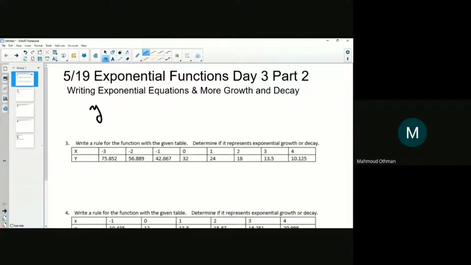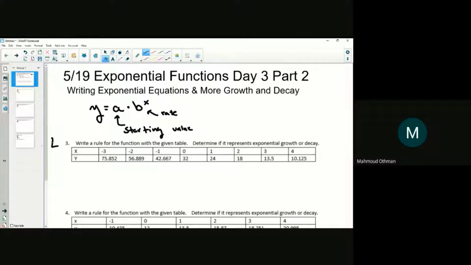So remember, y equals a times b to the x. It's nothing new. We've talked about this all last week. A is your starting value, and b is your rate. All right, we will be working on writing function rules.